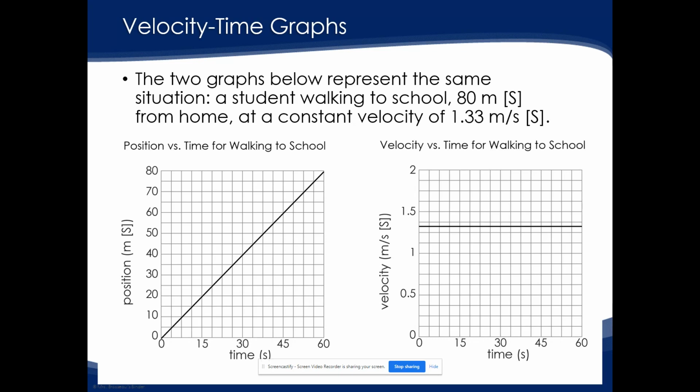These two graphs represent the exact same situation. We have a student walking to school. They go 80 meters south from home, at a constant velocity of 1.33 meters per second. In our position time graph, we show that we are walking at a constant velocity by an inclined line with a constant slope. So our position is increasing steadily with time. In our velocity time graph, though, we are keeping a constant velocity the entire time, so it's actually just a horizontal line.